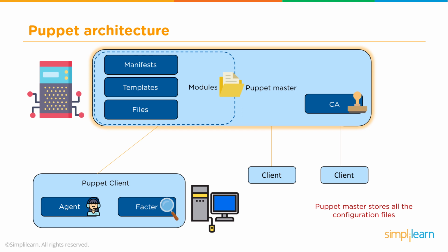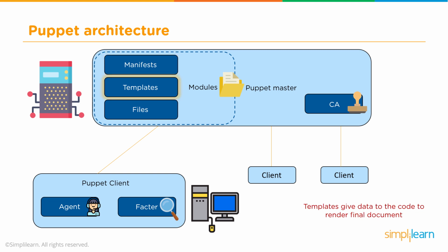And whenever the client requires these codes for their configuration, they simply request it. So manifest is the first subcomponent of the Puppet master. These are the actual files where the codes are written. So in case of Puppet, these are Ruby files. Modules tie manifests, templates, and files into a single unit. Now these codes dictate the instructions for performing various tasks on your client.